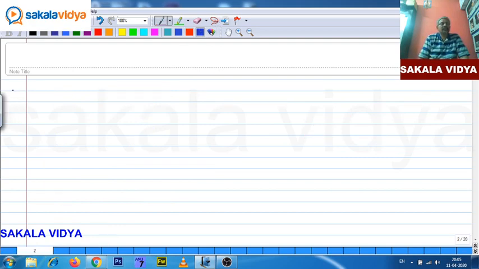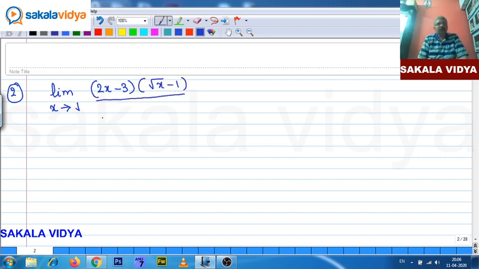Now, the second question. Limit x tends to 1, 2x minus 3 multiplied by root x minus 1 upon 2x square plus x minus 3. This is the question.